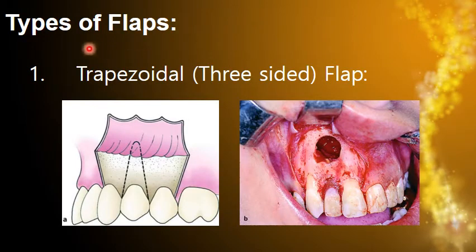What are the types of flaps in oral surgery? The flaps in oral surgery are divided according to their shapes. The first one is the trapezoidal or three-sided flap, three-sided according to the sides of the incisions. This is one, this is two, this is three. So this is a three-sided flap.